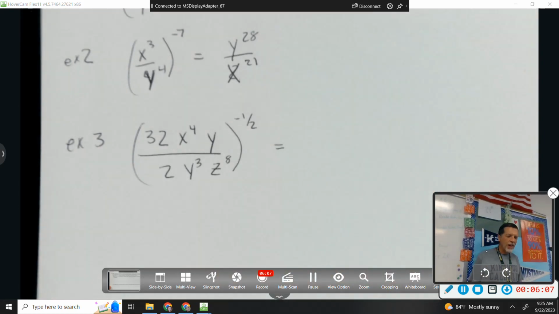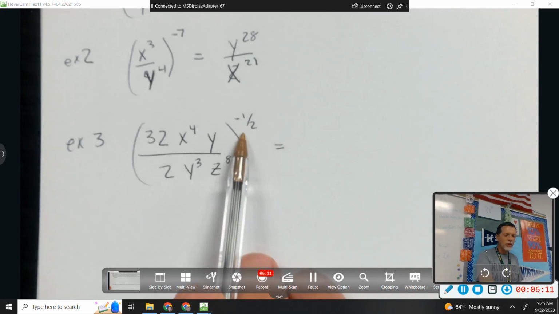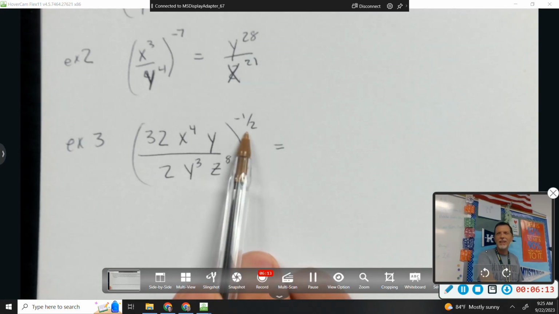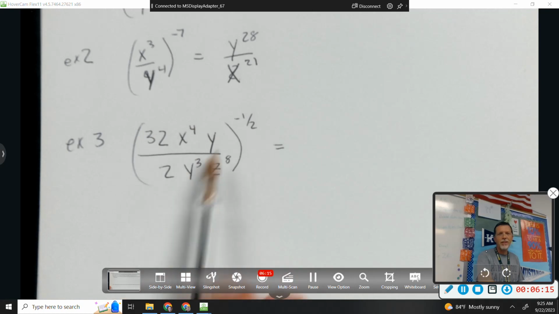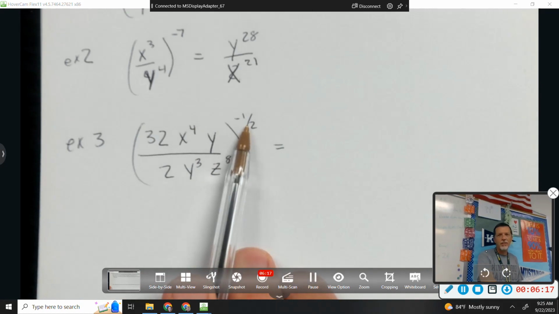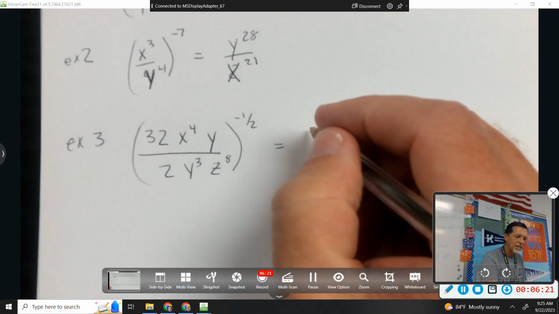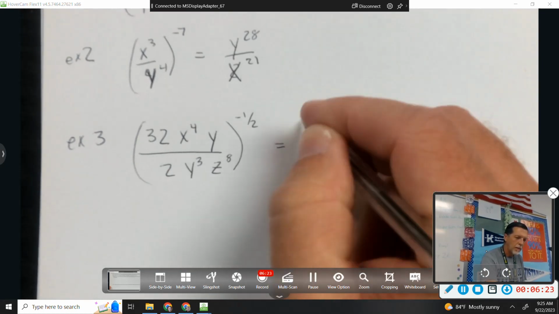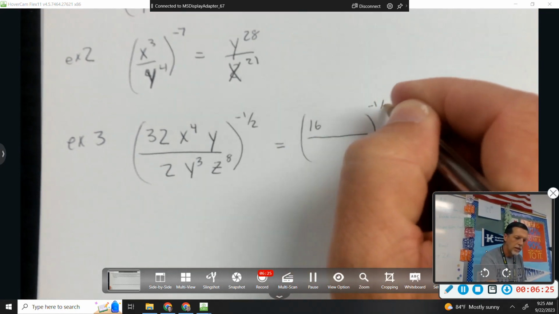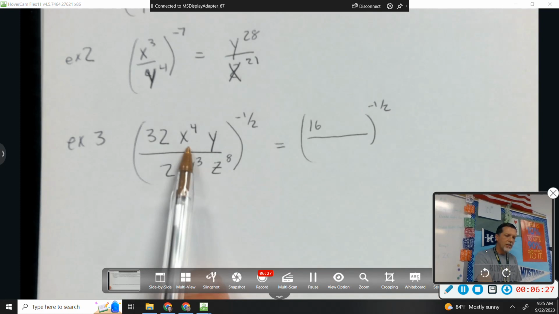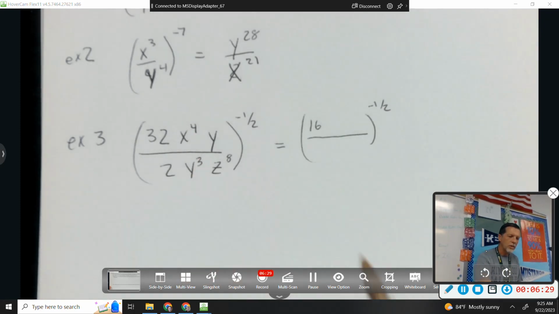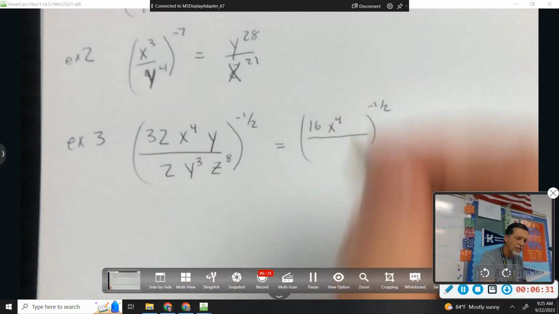So let's slow down on this one a little bit. Let's worry about that negative 1/2 a little bit later. Let's sort of clean up the inside and then do the negative 1/2. So 32 over 2, what's that? 16. X to the 4th. Oh, there's only one x to the 4th, so let's just leave x to the 4th alone.